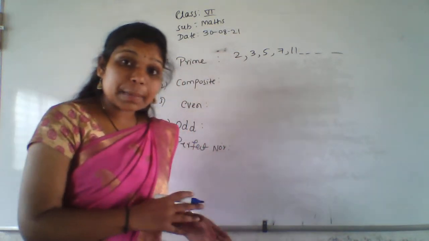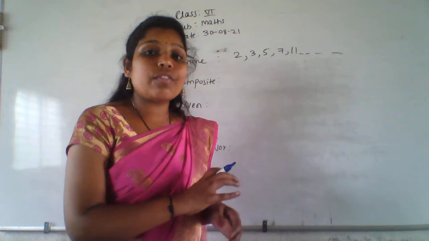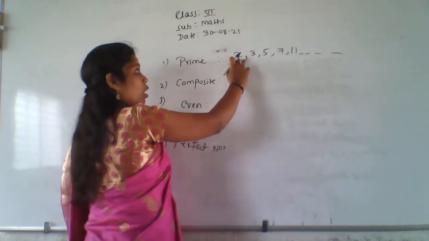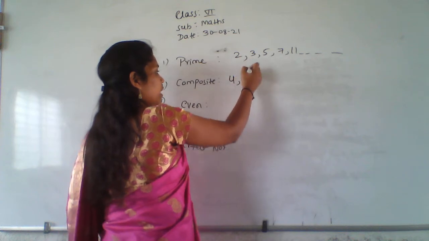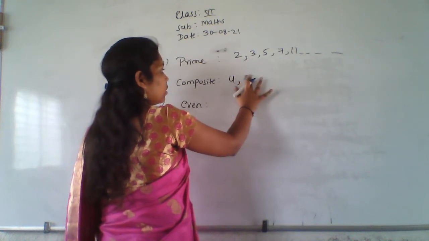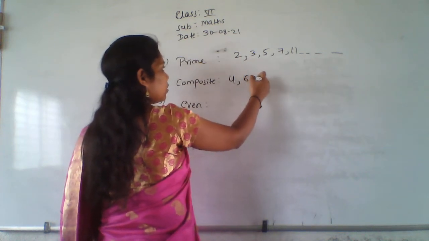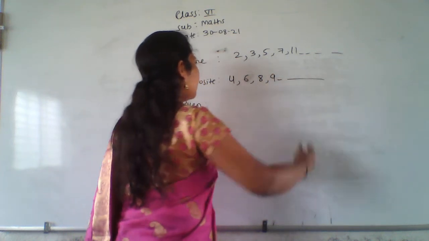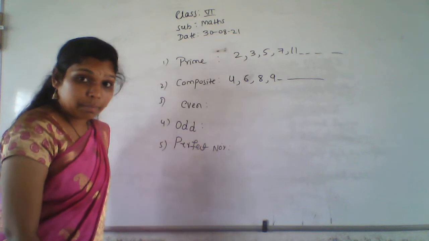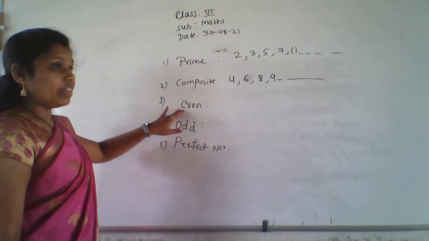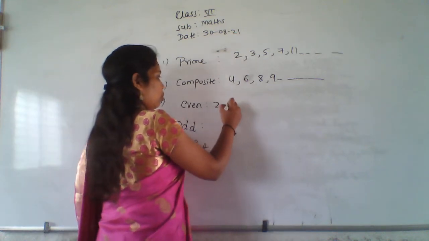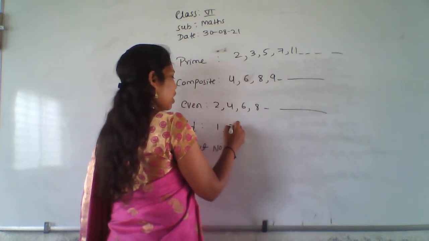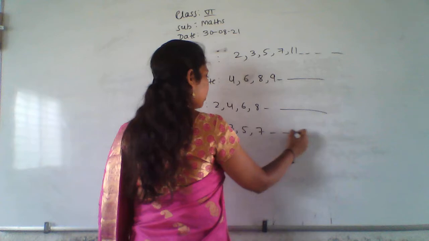Okay. So except prime numbers, the rest of all the numbers are composite numbers. So what is left after 2? 4, next 6, next 8, 9, and so on. These are the composite numbers. Okay. Next, even numbers. Even numbers you know: 2, 4, 6, 8 and so on. Odd numbers are 1, 3, 5, 7, and so on.